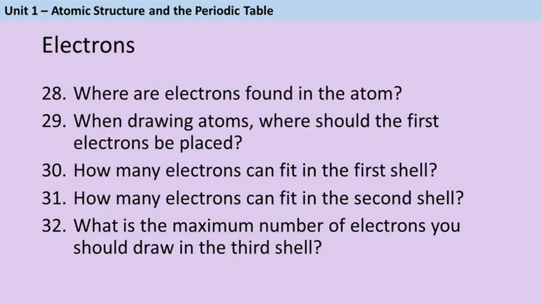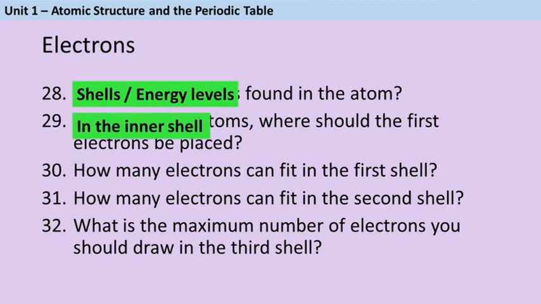Electrons are found in the shells, orbiting the nucleus. When you're drawing an atom, you always start by putting the electrons in the innermost shell, and you're not allowed to move on until that innermost shell is full. The first shell can fit 2 electrons in, the second shell can fit 8, and the third shell you're going to draw 8 electrons before you move on to the fourth shell.